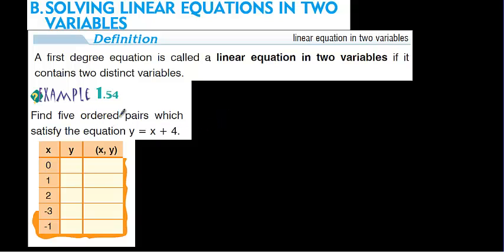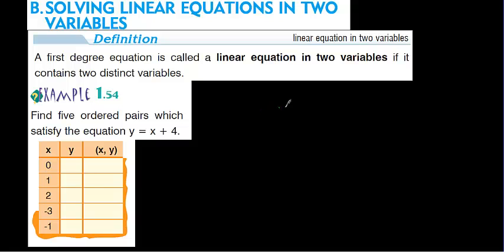Find the 5 ordered pairs that satisfy the equation Y is equal to X plus 4, it says. And X values are given, so I'm going to find Y values. It means that one of them must be given for us. We are going to take the X value and we are going to find the Y value. Otherwise, there are infinitely many values for this equation.